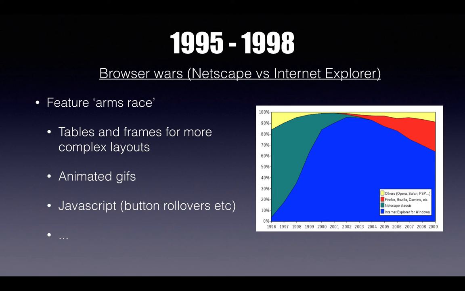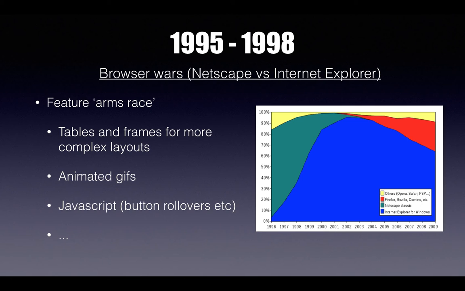Okay, 1995 to 98, this is when you hear people talk about the browser wars, which essentially means Netscape versus Internet Explorer. Netscape and Internet Explorer were the first two behemoths of the web companies.